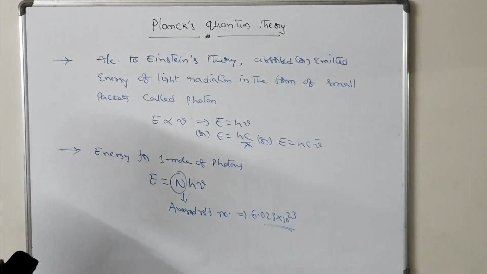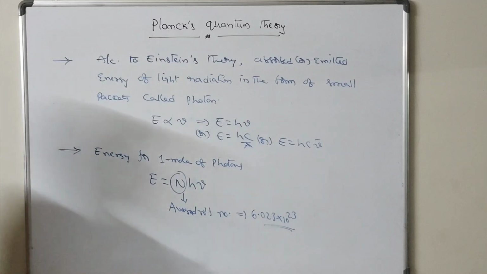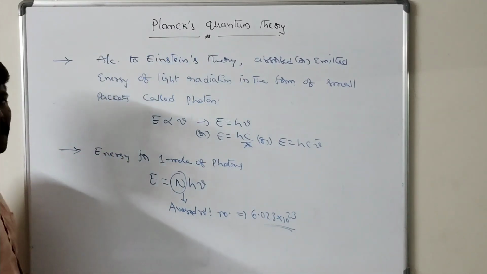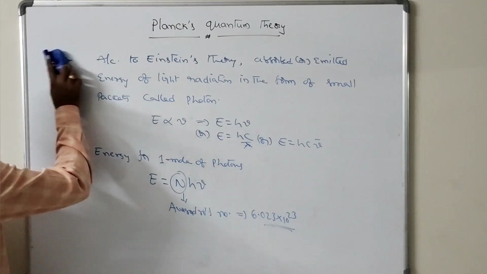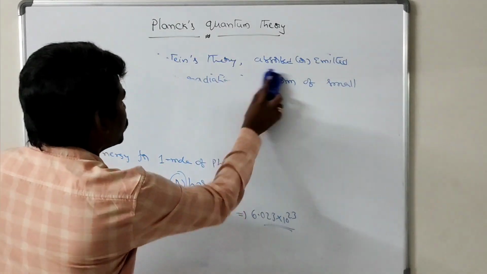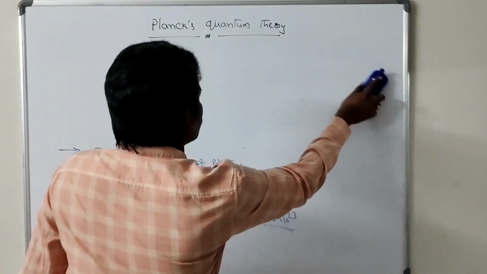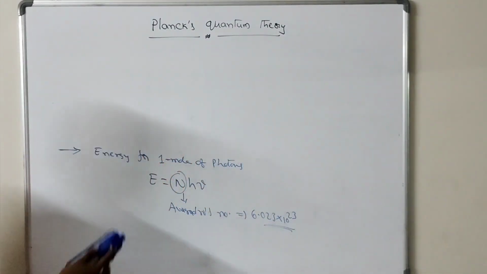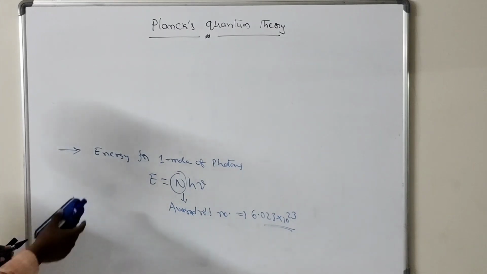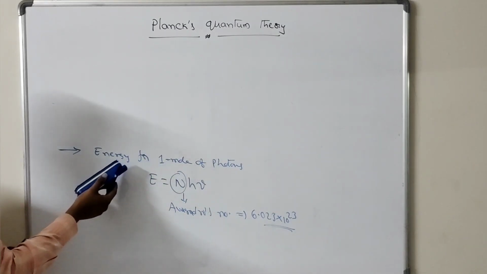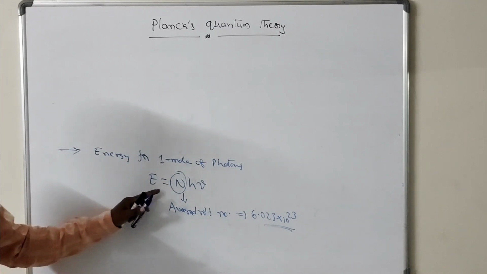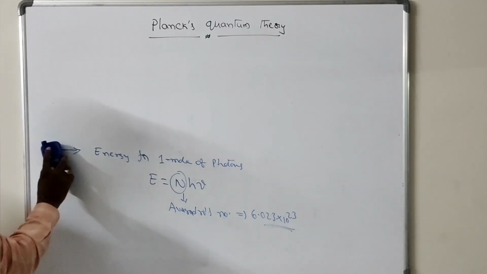So let us see the applications of this, Einstein's generalization of Planck's quantum theory. Einstein extends Planck's quantum theory for all types of electromagnetic radiations, and then we get E is equal to h nu, E is equal to hc by lambda, or E is equal to hc nu bar. For 1 mole of photons, the energy is given by E is equal to N h nu, where N is Avogadro's number.